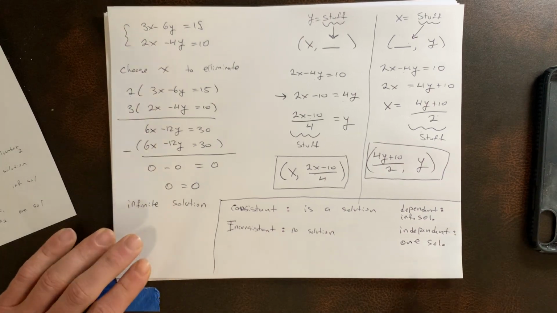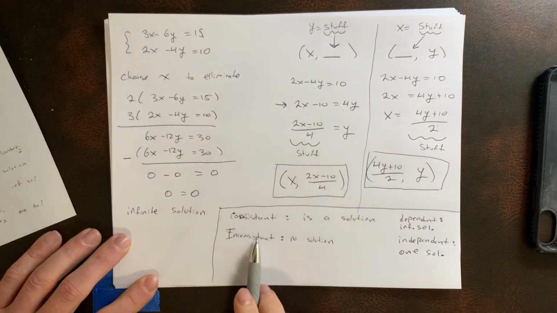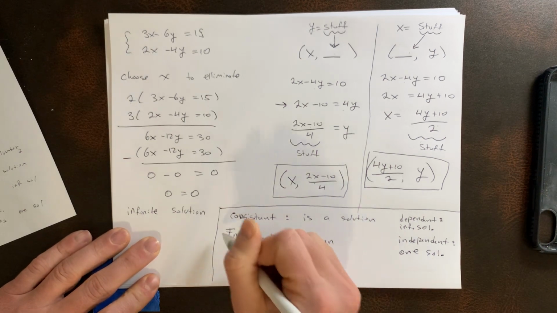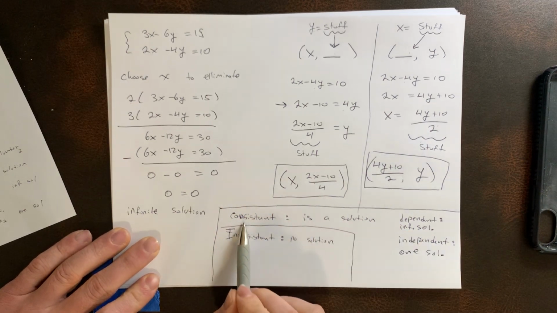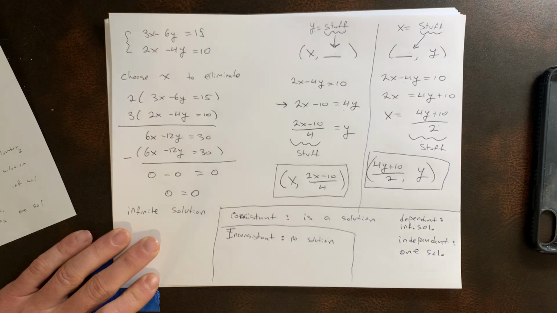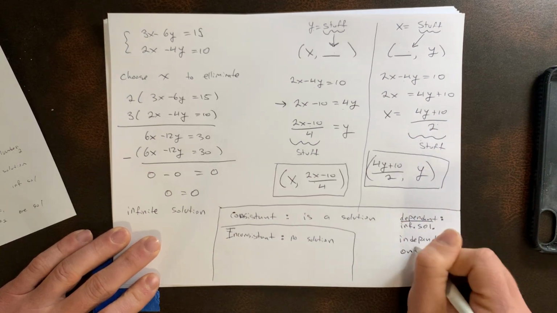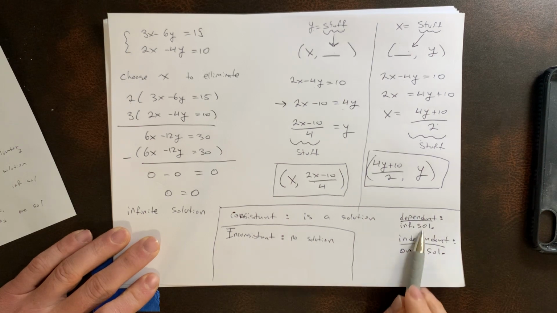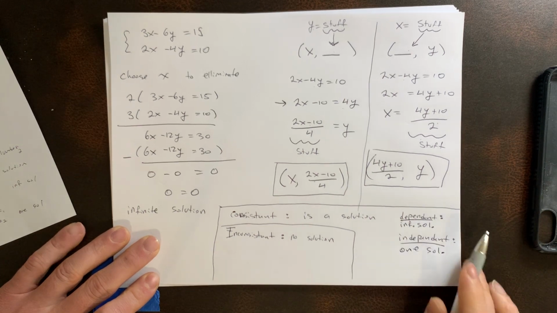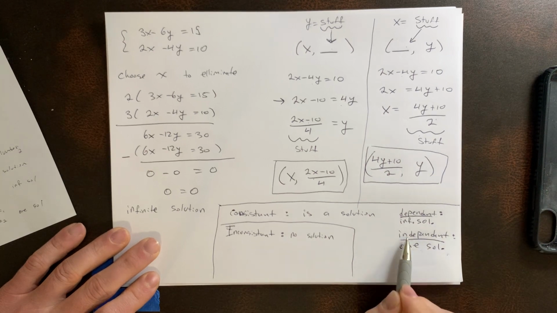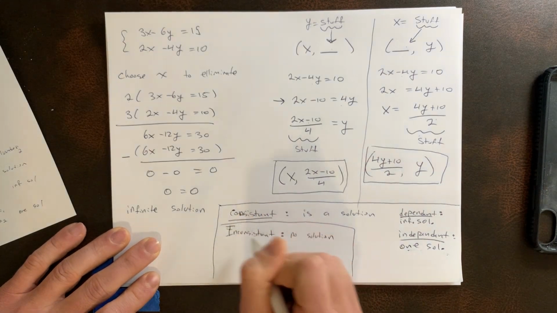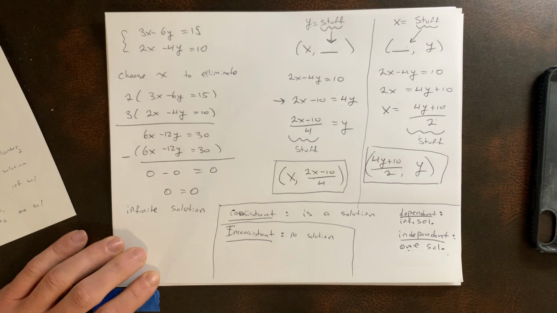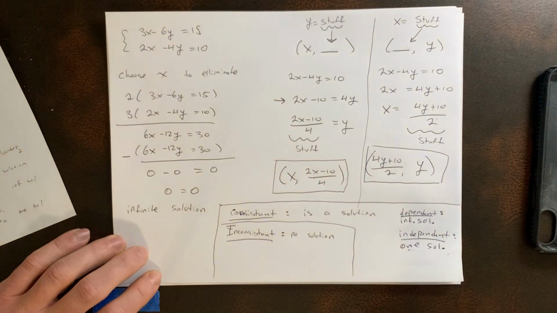So on the online homework, when it asks you, is this consistent or inconsistent? If you get no solution, that means inconsistent. And if you get a solution, either infinite or only one, that's consistent, and then it's going to depend on this. If you have infinite solutions, that means it's going to be dependent. And if you have one solution, it's going to be independent. So that's what these words from the homework mean. Okay, and that's everything from section 6.1.